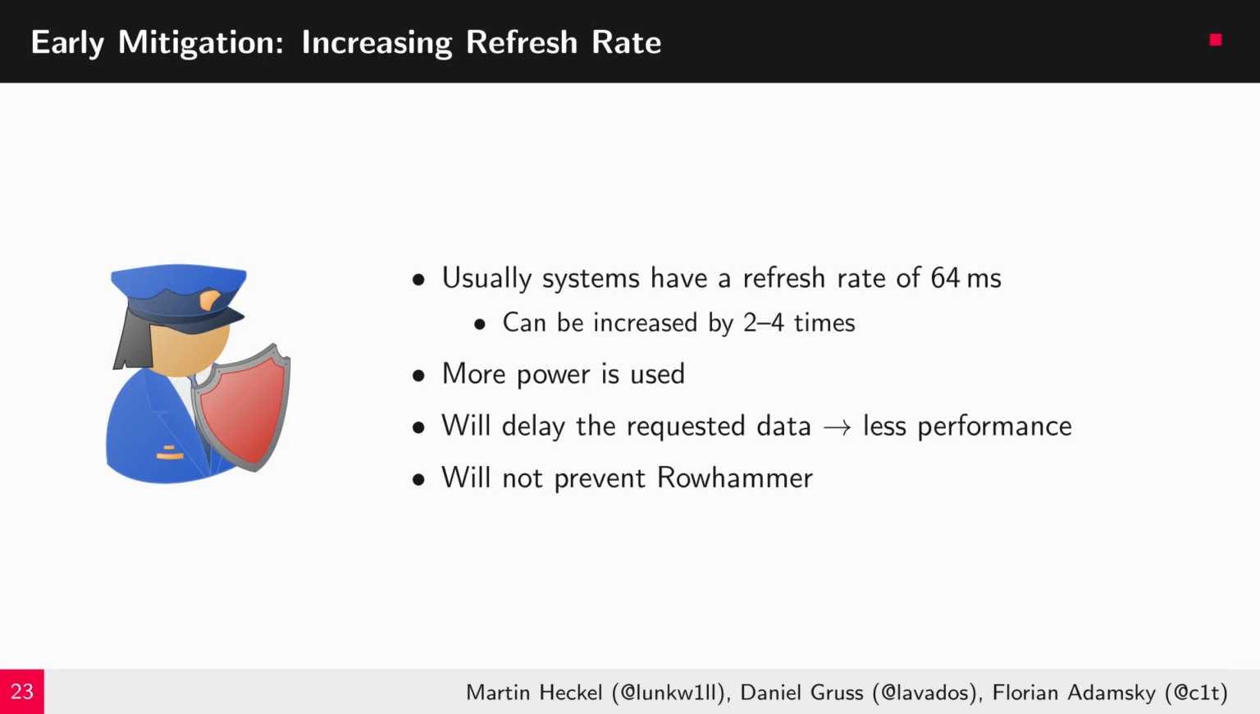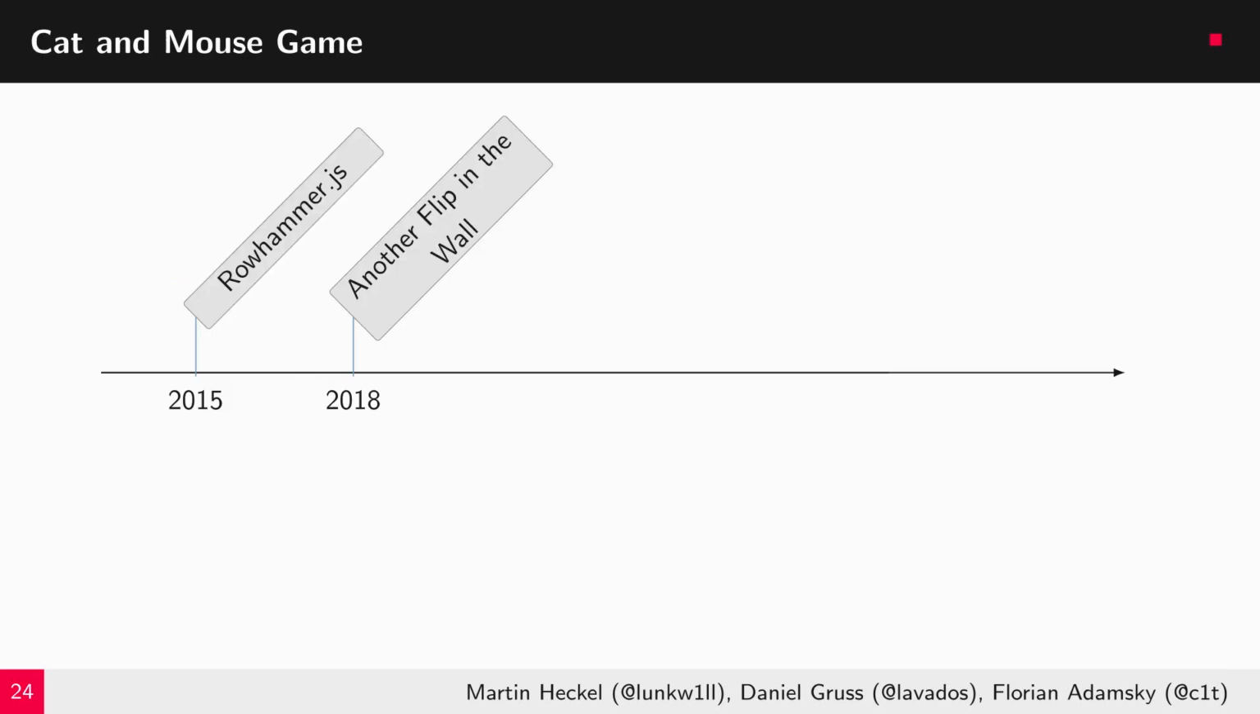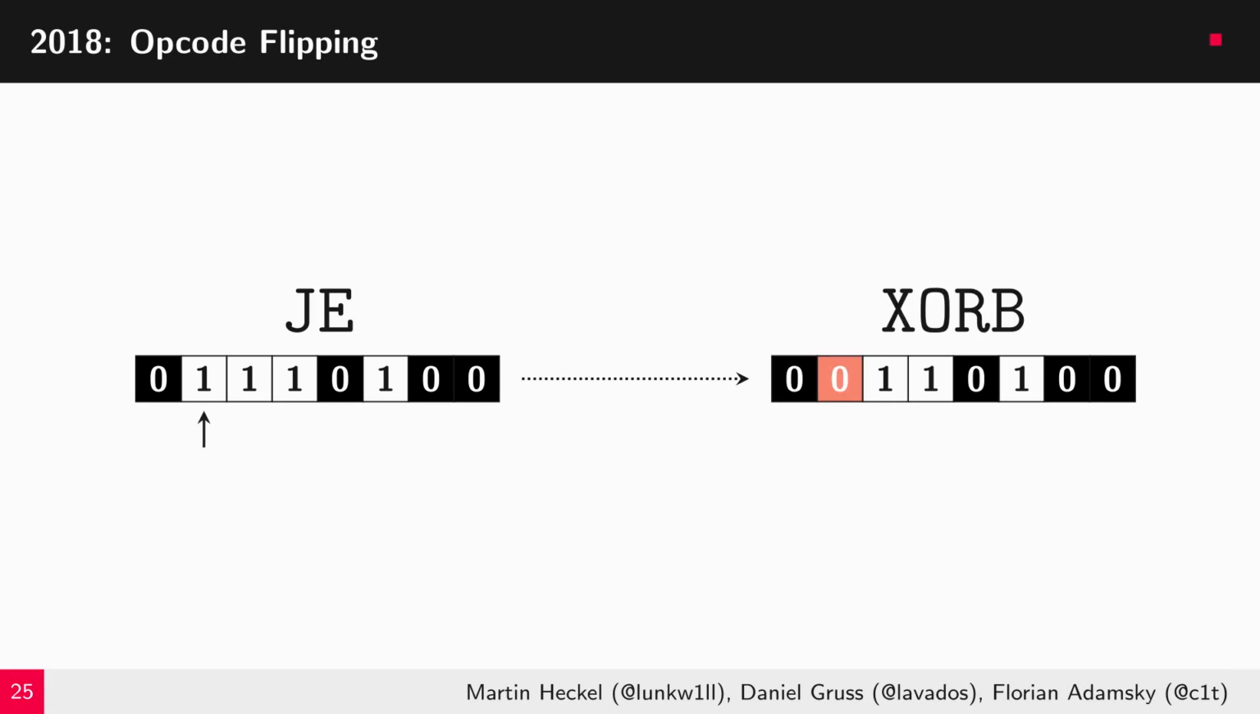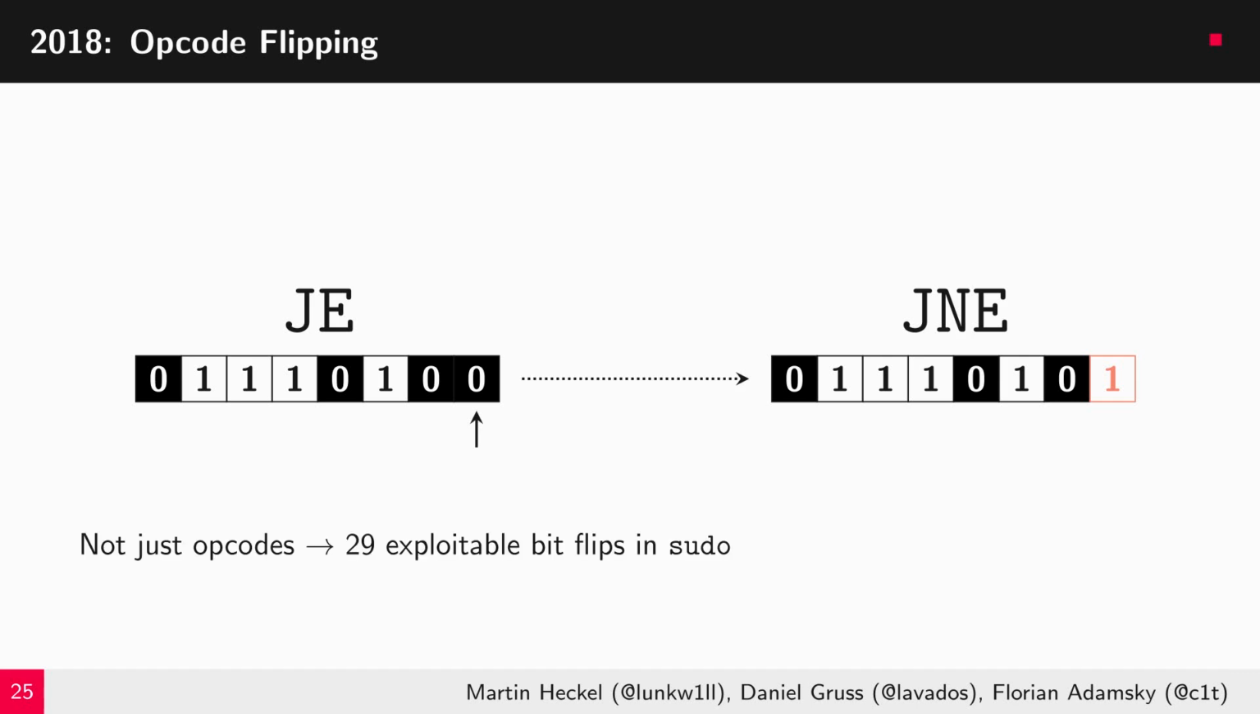And you can still attack it. There was a paper that showed that you can still attack it even with doubled refresh rate. We also published further research in this direction and showed that if you flip opcodes, you can also change the meaning of what is going on in the code. For instance, the right bit flip completely inverts the logic in the pseudo-binary. We looked at the pseudo-binary, 29 exploitable bit flips in there, and all of them bypass the password check.